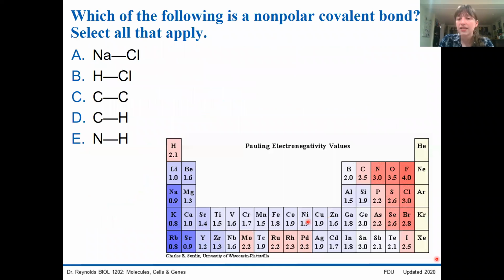So go ahead and do these next 4 questions on Socrative as an opportunity to test yourself on your knowledge of chemical bonds, polar and nonpolar covalent bonds. So start by telling me which of these are nonpolar covalent bonds. Pause the video here and then do the next 3 questions as well.